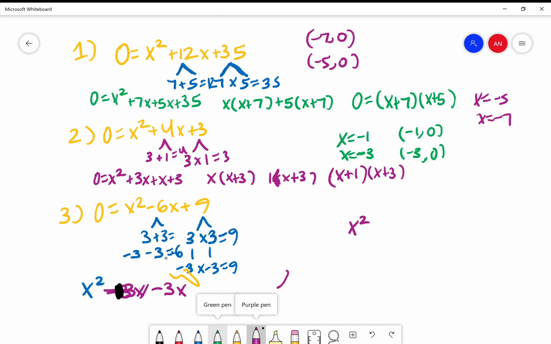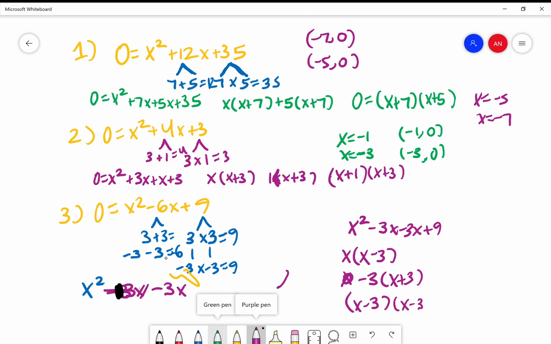So x squared minus 3x minus 3x plus 9. We can create two equations, x times x minus 3, minus 3 times x minus 3. Our two equations are x minus 3 times x minus 3, or just x minus 3 whole squared. On a graph, that will look like 3, 0 as our only solution. And that's it.